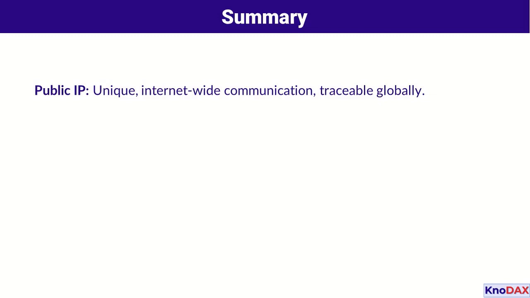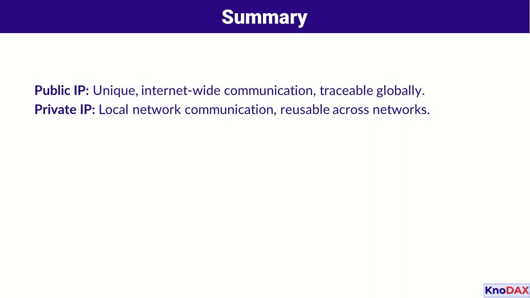Let's summarize the key points about public and private IP addresses. Public IPs are unique across the internet, enabling communication on a global scale. They're traceable, making it possible for ISPs, advertisers, and governments to monitor their usage. Private IPs are used for communication within local networks. They're reusable across different networks, which makes them highly efficient for internal device identification without conflicting with global IPs.